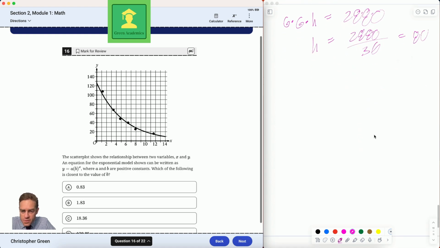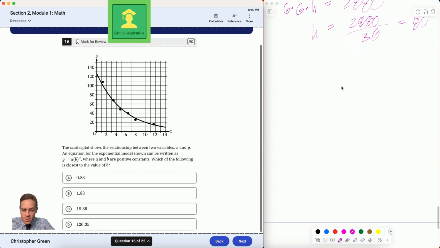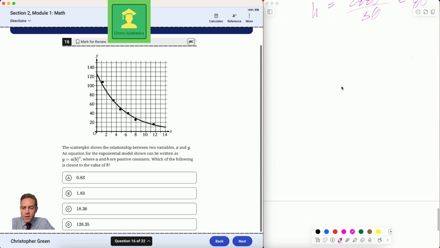The scatter plot shows the relationship between 2 variables x and y. An equation for the exponential model shown can be written as y equals a times quantity b to the x power, where a and b are positive constants. Which of the following is closest to the value of b? Interesting. So there's a couple of different ways to do this.